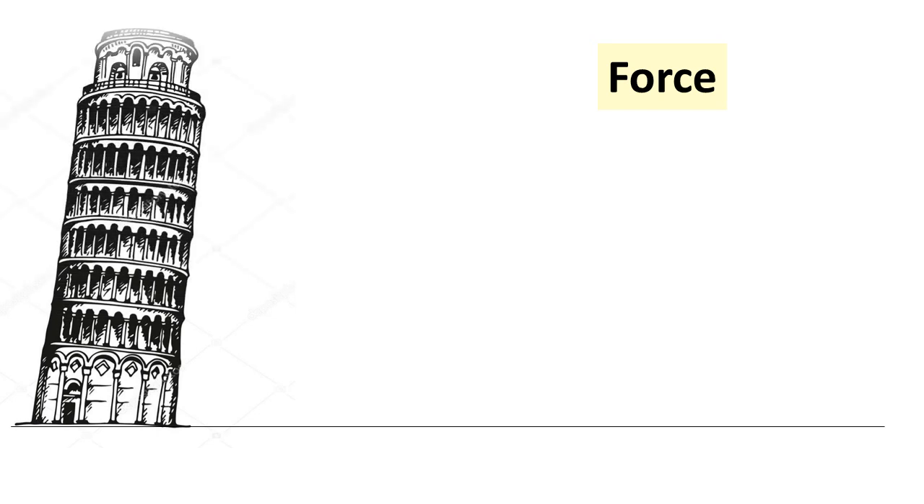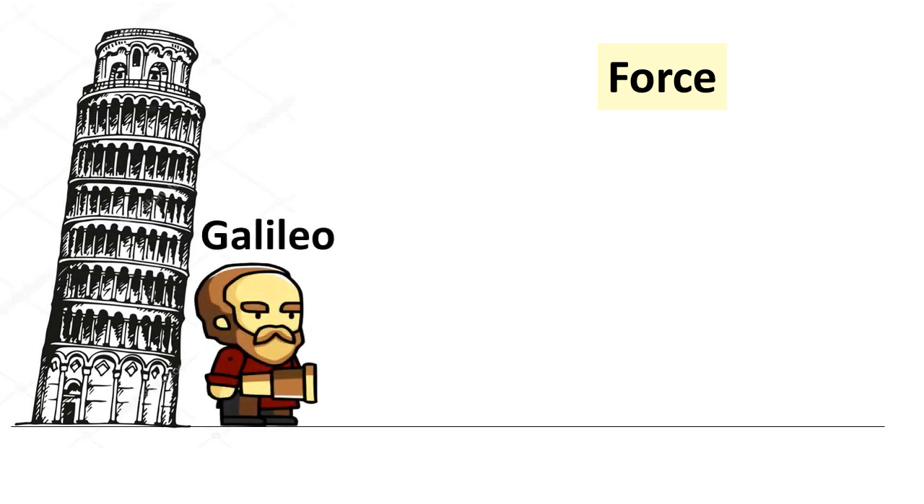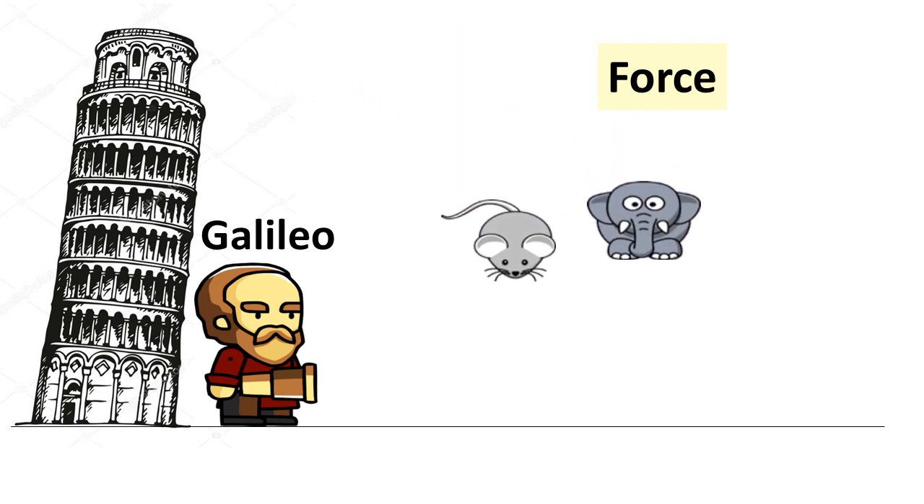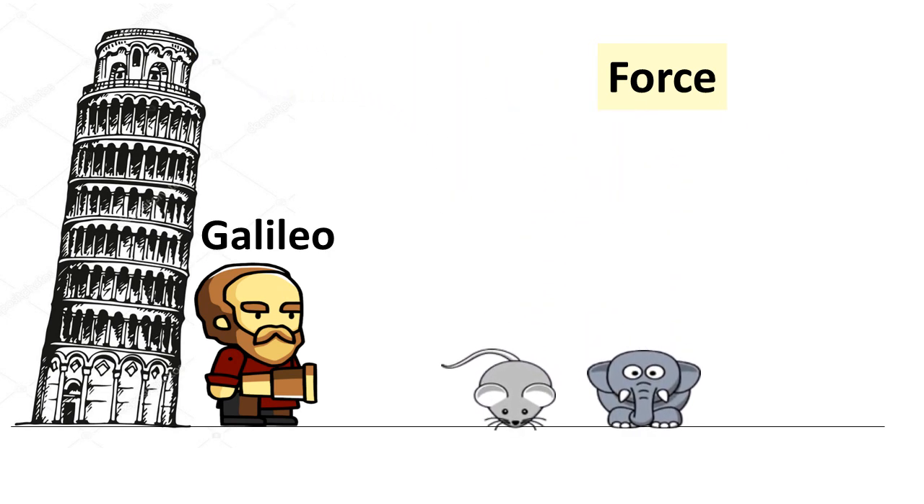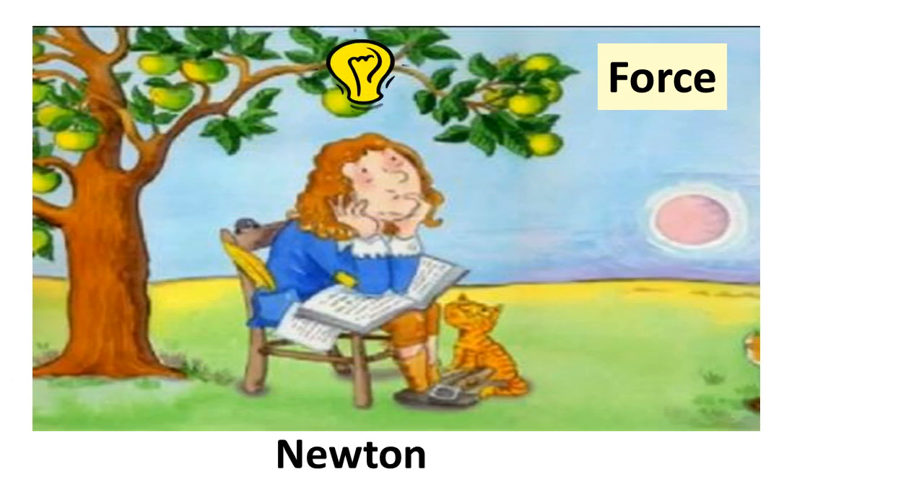Long time ago, Galileo had discovered two objects with different mass dropped with the same acceleration. However, he could not explain this phenomenon until Isaac Newton developed a more systematic description of forces. To commemorate him, we use Newton as the unit of force.